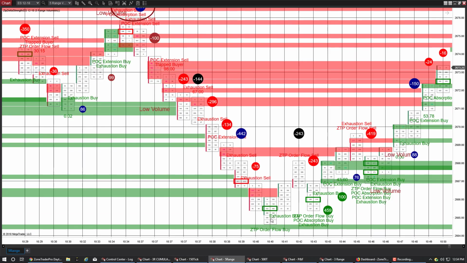Then what we see is on the low, we had no ZoneTraderPro order flow signals until we reached the low here at 1040, where we had a ZTP order flow buy, then a test of that low at 1043, where we had an order flow absorption and an exhaustion buy signal.